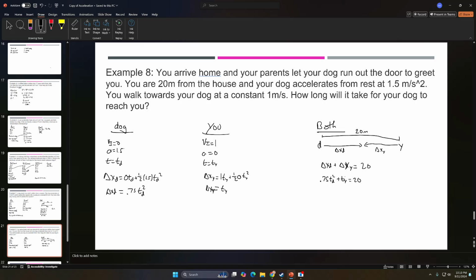Again, we don't have a head start really. We don't have a time difference. It's not like I said the dog is delayed by 3 seconds or anything like that. So these two times are the same. It's just good practice to treat them as different up until now.